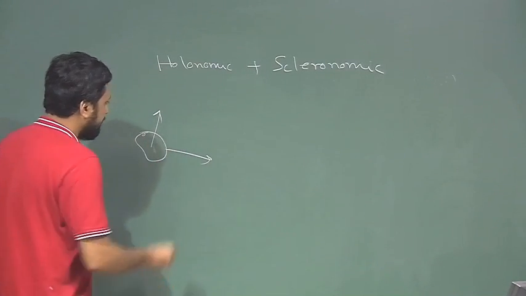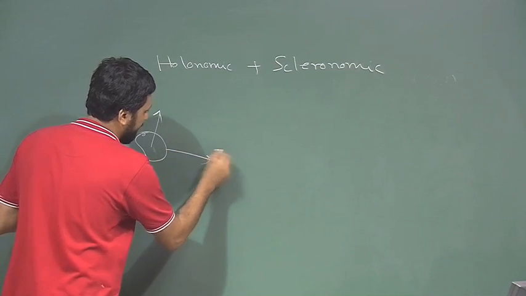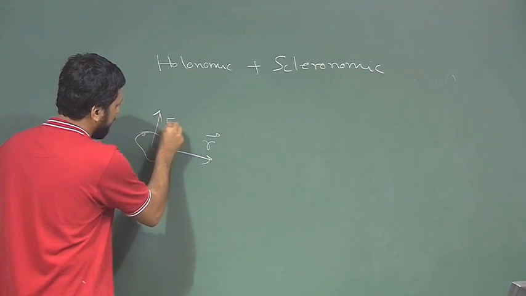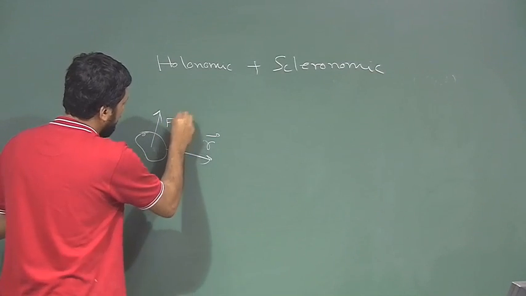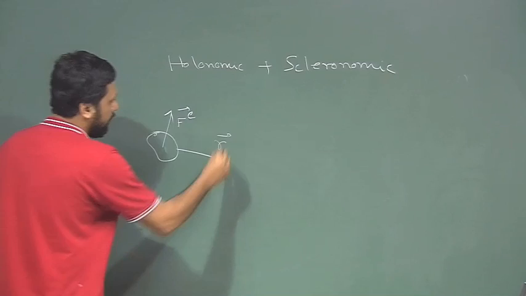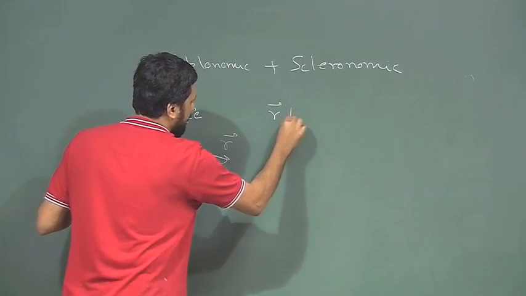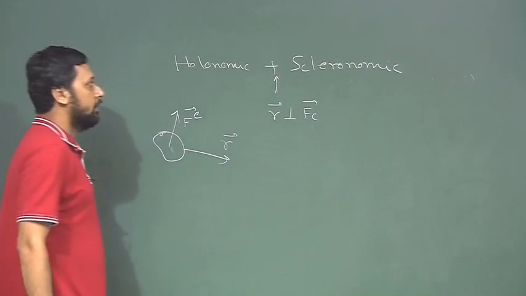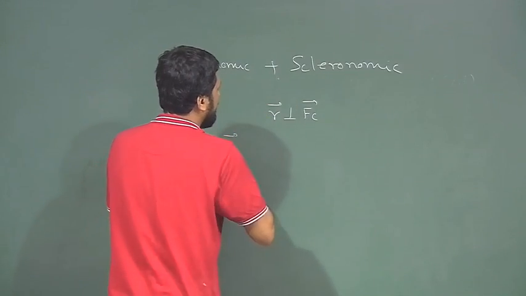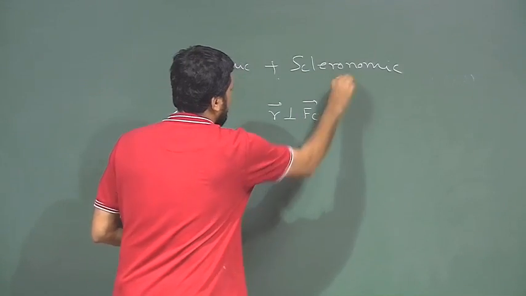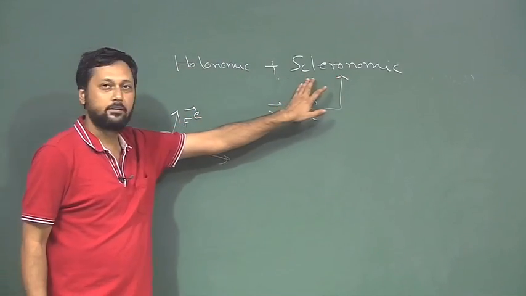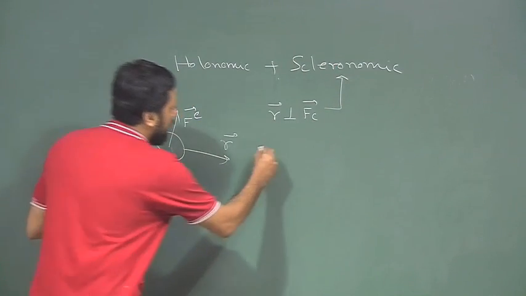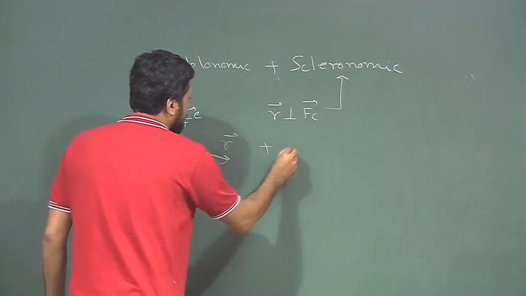So, wherever it is, if this is the direction of displacement r and this is the forces of constraint F c, say. It is always seen that r is perpendicular to F c for the case of a holonomic and scleronomic constraint. By the way, this spelling is correct: S-C-L-E-R-O-N-O-M-I-C.